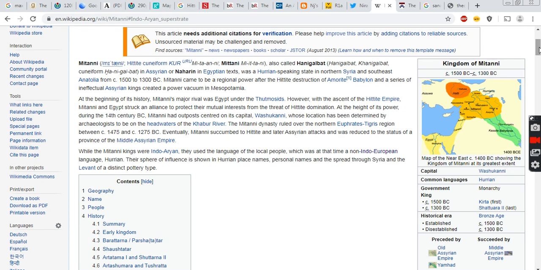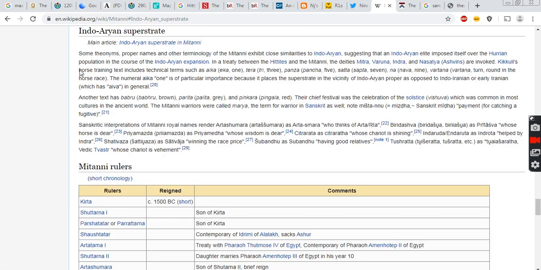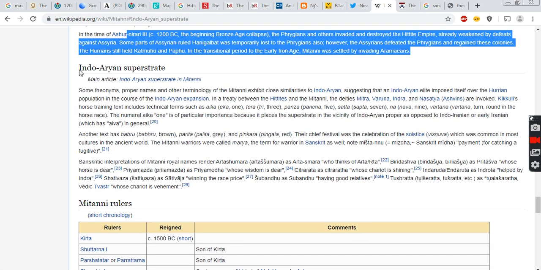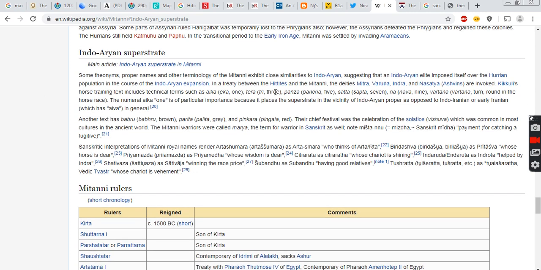So as you can see, they are saying that they had an Indo-Aryan super state in their language, and their names were in the treaty they were using. They were discussing Mitra, Varuna, Indra, and all these deities specific to the later Vedic age. And they were ruling there around 1700 BCE or something around that. So 1400 BCE, right? So 15 to 1300.